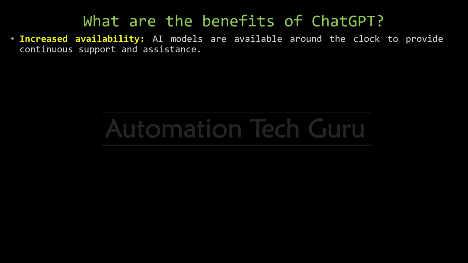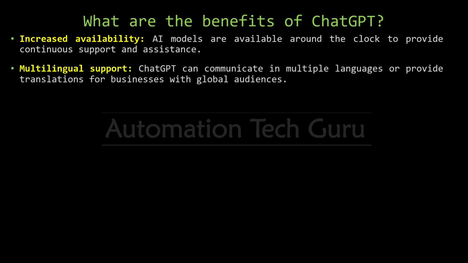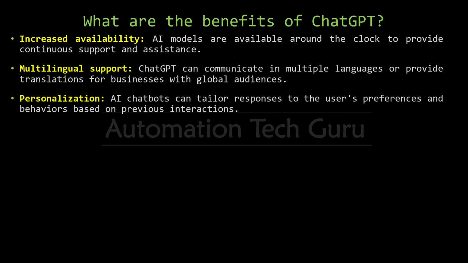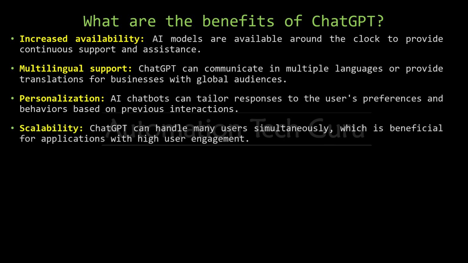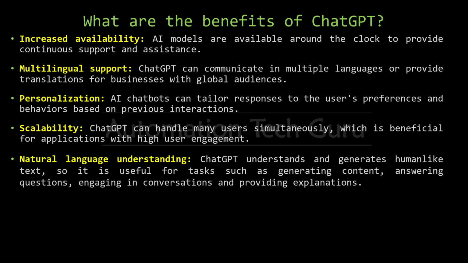Increasing availability. AI models are available around the clock to provide continuous support and assistance. Multilingual support. ChatGPT can communicate in multiple languages or provide translation for businesses with global audiences. Personalization. AI chatbots can tailor responses to the user's preferences and behaviors based on previous interactions. Scalability. ChatGPT can handle many users simultaneously, which is beneficial for applications with high user engagement.